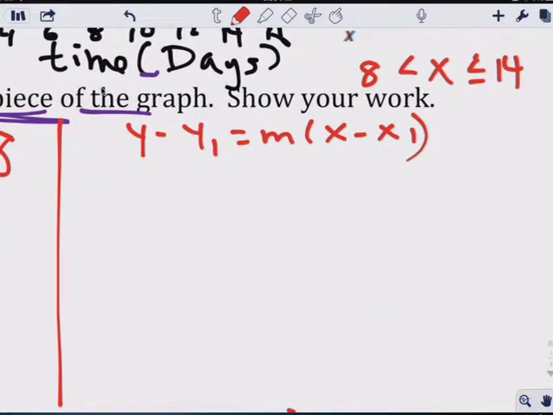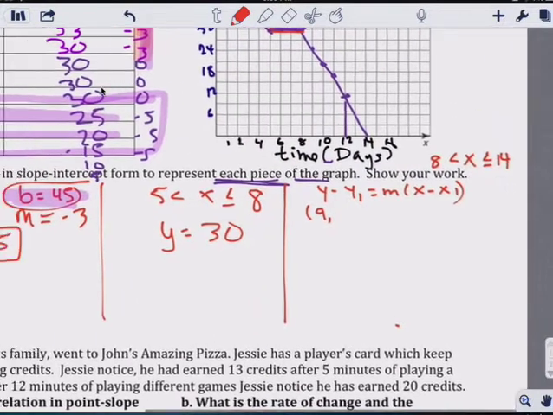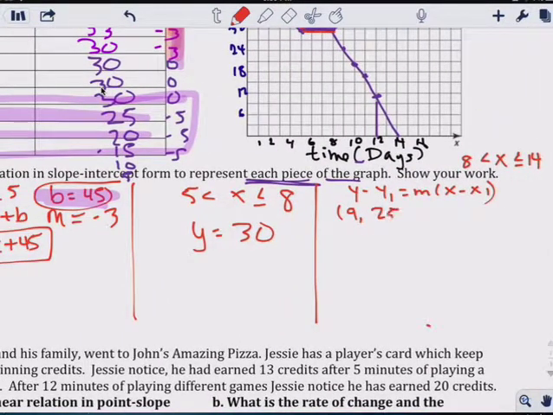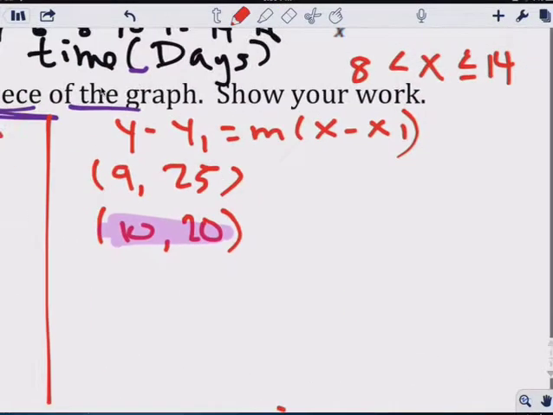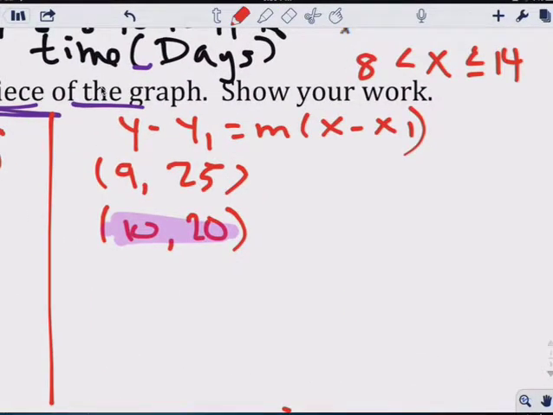Okay, so I'm going to use 9 and 25 and 10 and 20. I like 10 and 20. That's the point I'm going to choose. But anyways, I need to find my slope.